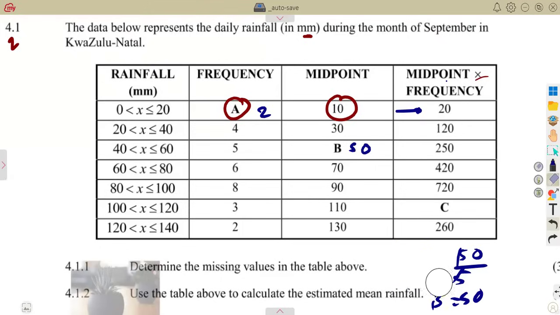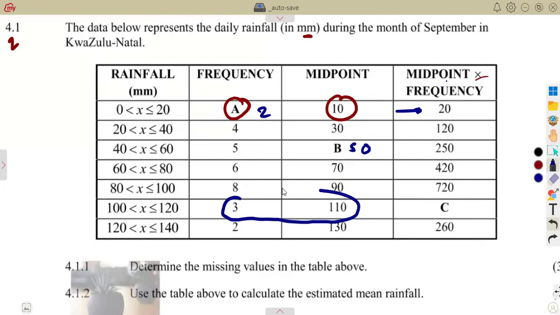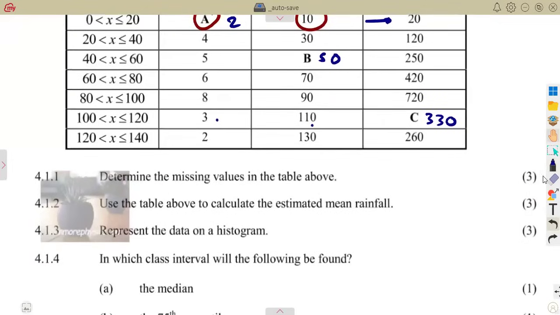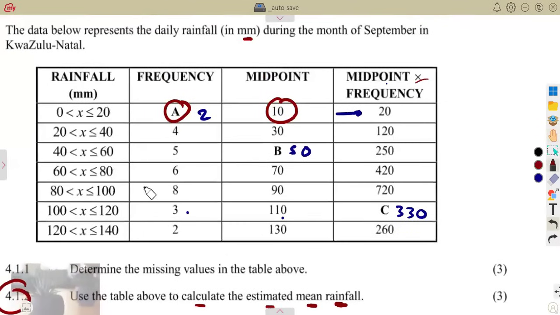To find C, you can also do the same thing. The product of the frequency and the midpoint must give us this, because this is midpoint times frequency. So it's simply 3 times 110. The product of 3 and 110 is 330. That was our point C. After that, we are asked to use the table above to calculate the estimated mean rainfall. So remember, the mean can be calculated. This is grouped data from 0 to this, from there.